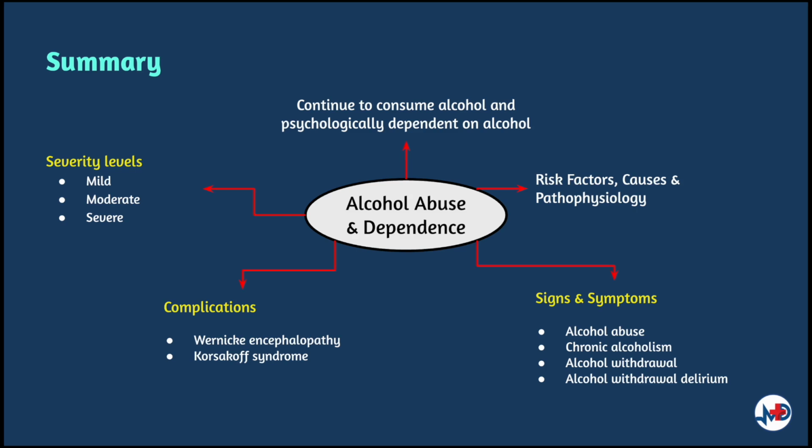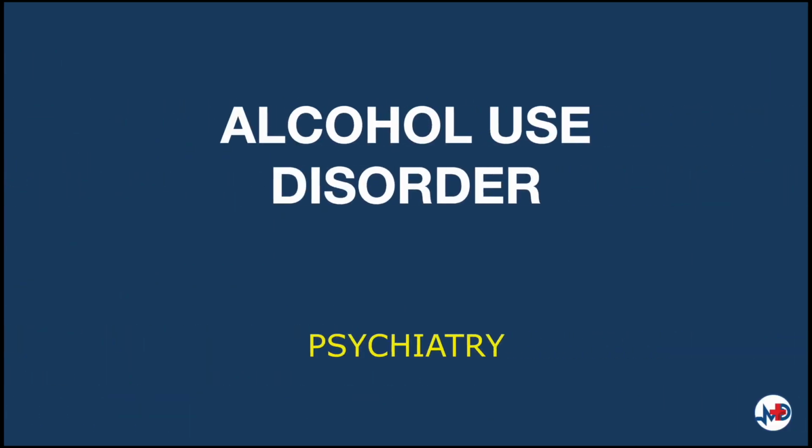To summarize, alcohol abuse and dependence, also known as alcohol use disorder, we have defined to be a continuous consumption of alcohol with physiological and psychological dependence on alcohol. We have looked at the risk factors, causes, and pathophysiology, as well as the signs and symptoms to look out for, specifically in alcohol abuse, chronic alcoholism, alcohol withdrawal, as well as alcohol withdrawal delirium, as this is one of the emergencies seen. Complications to look out for would include Wernicke's encephalopathy and Korsakoff syndrome in terms of psychiatric involvement, as well as the severity levels of alcohol abuse, categorized and shown in this presentation. So we have come to the end of this topic.